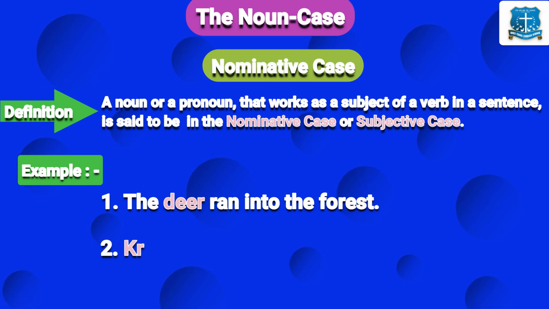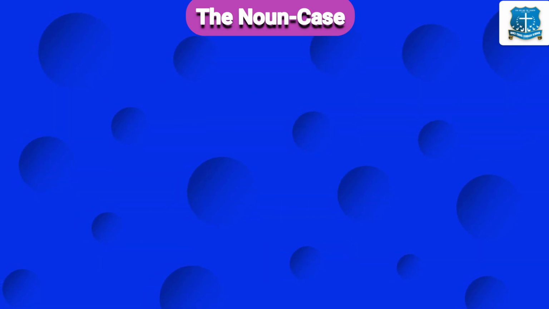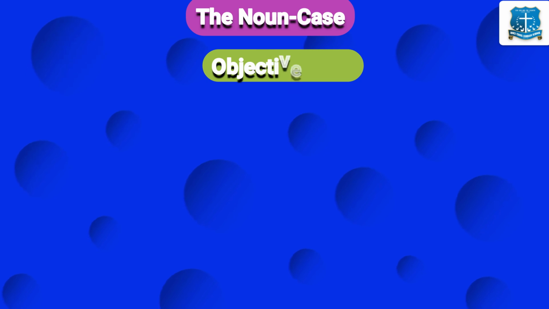Second example, Krishna went to Varanasi. Who went to Varanasi? Krishna. So here Krishna is nominative case or subjective case to the verb went. Now, when we ask the question who or what, then we get the answer to the subjective case or the nominative case. Now, second one is objective case or accusative case.